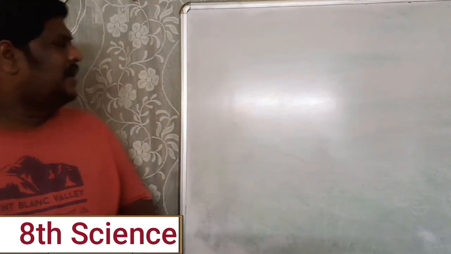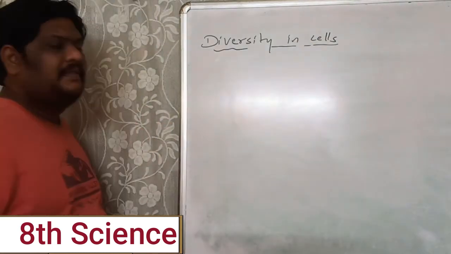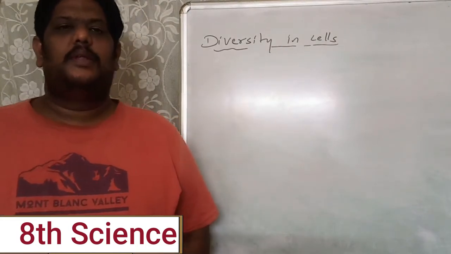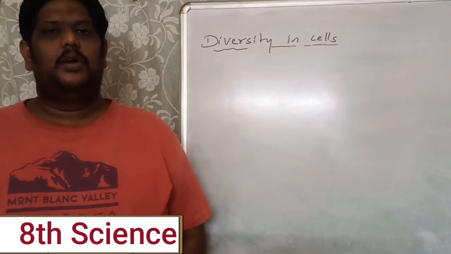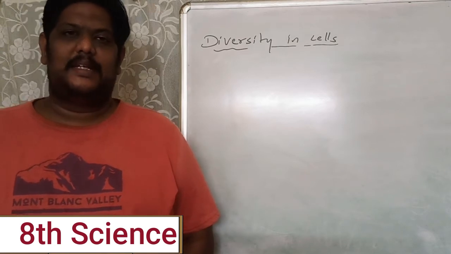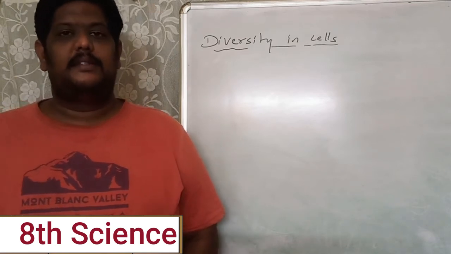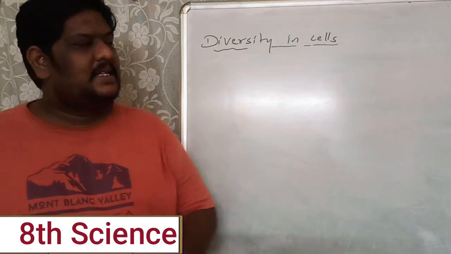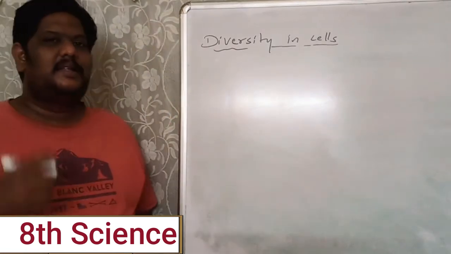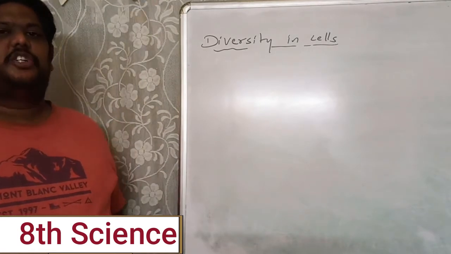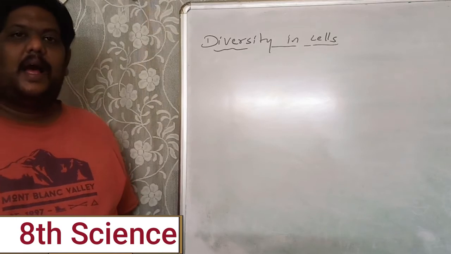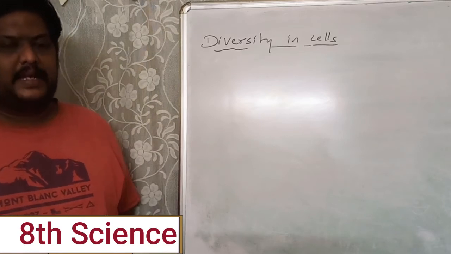So we see this diversity in cells. We all know that each and every living organism is made up of cells. Each and every organism living on the earth is made up of cells. Now these cells are not similar in size. They are not similar in shape. They don't have the same shape, they don't have the same size. They are absolutely different from each other.